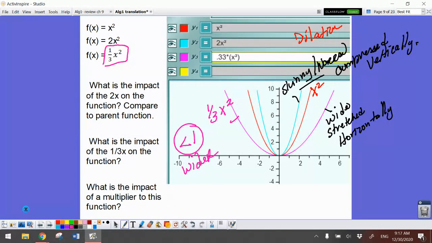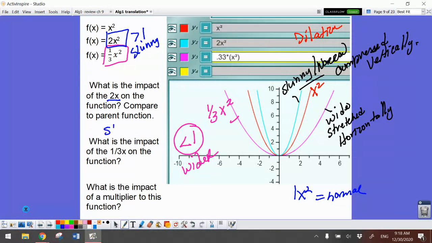If I see a number greater than 1, so if I take a look at the next one, that's 2x squared, that's greater than 1, that's going to make it skinny. So anytime I have something in front of the x squared, that is going to change my dilation. It's going to make it either wide or skinny or normal. Normal is going to be if it's a 1. So 1x squared, that's normal. If it's bigger than that, it's going to be skinny. If it's smaller than 1, it's going to make it wide.